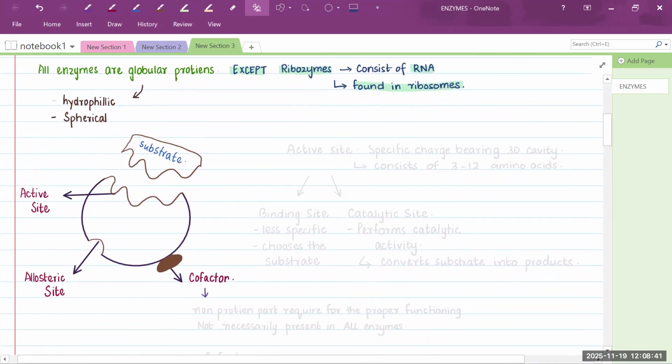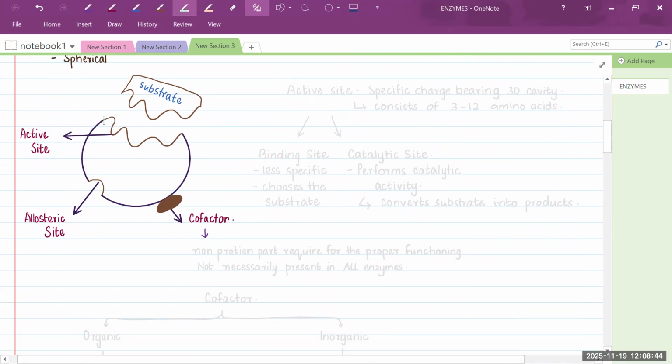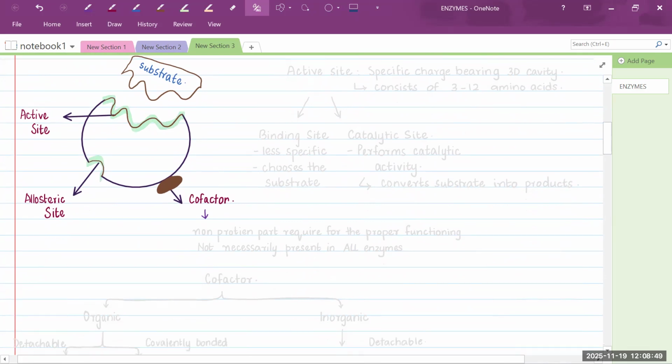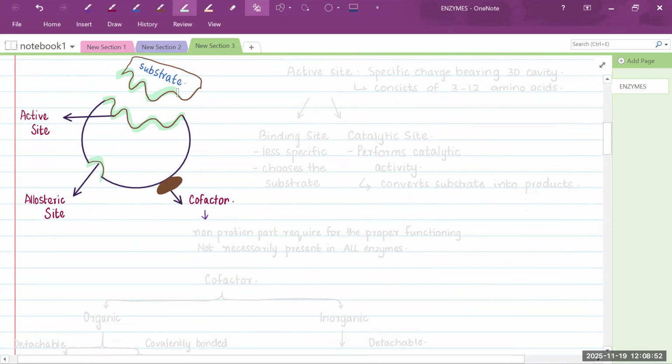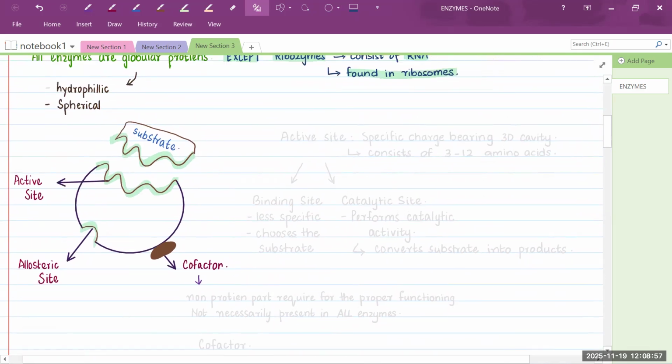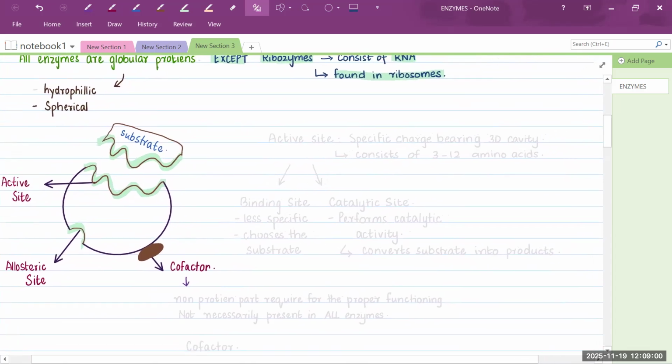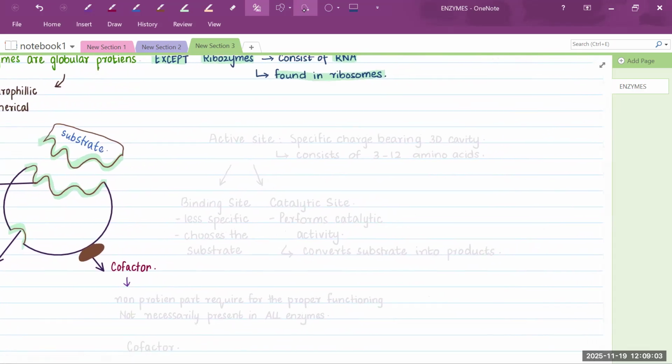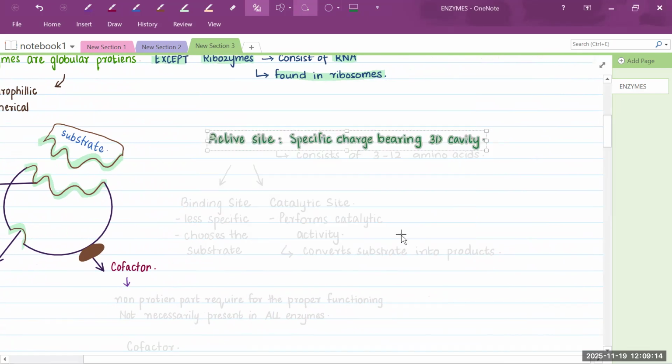Moving on to the structure of the enzyme, we have the active site here, we have the allosteric site here, the substrate which is complementary to the active site is drawn here, and there's also a cofactor which we'll read about further. First of all, starting with the active site, what is an active site? It is a specific charge bearing site, and it is a 3D cavity in which the substrate binds, right? You have to highlight specific and 3D cavity.